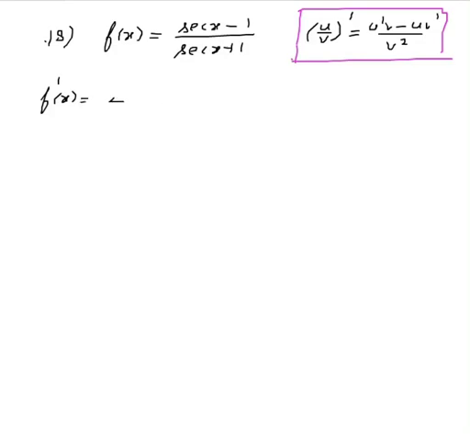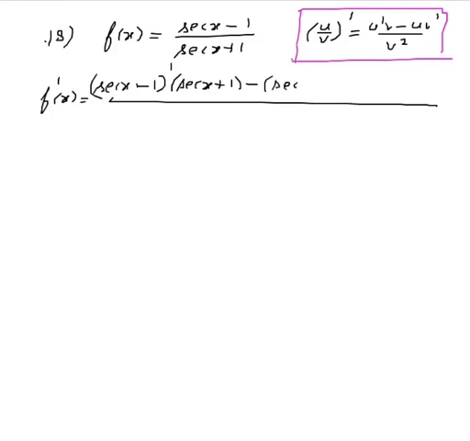Question 18. f of x is secant x minus 1 divided by secant x plus 1. Quotient rule. f'(x) is u' times v, minus u times v', divided by (secant x plus 1) squared.